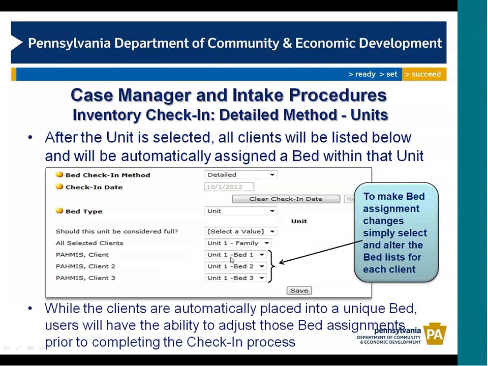Now, even though they're automatically assigned to each person, don't worry. If you don't like the bed arrangement, and you say, hey, I want to put this person in bed 4, you can go ahead and do that. Each drop-down will have all the beds in the unit. You can change that around however you like for the assignments. Once you're done there, you hit save, and that's how you put people into a unit.